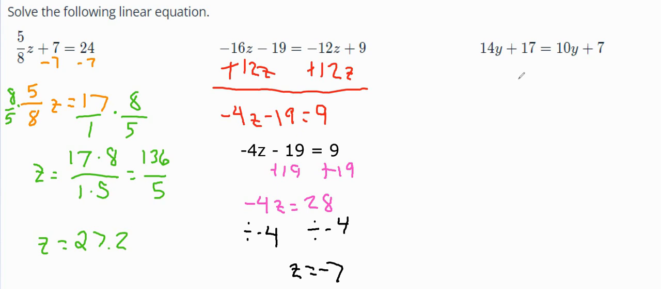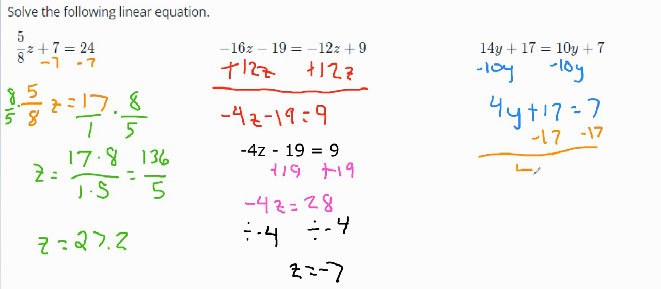And this last question, 14y plus 17 equals 10y plus 7. I'm going to move my y's to the left side first to get all my letters on the left side. So the opposite of a positive 10y is a negative 10y. So I subtract 10y on both sides. That's going to give us 4y plus 17 equals 7. I'm going to now subtract 17 on both sides. That's going to give us 4y equals negative 10.